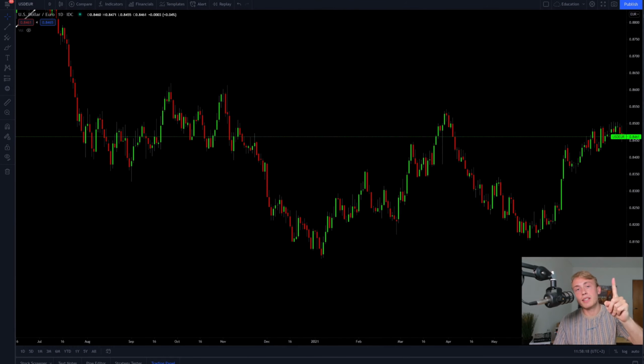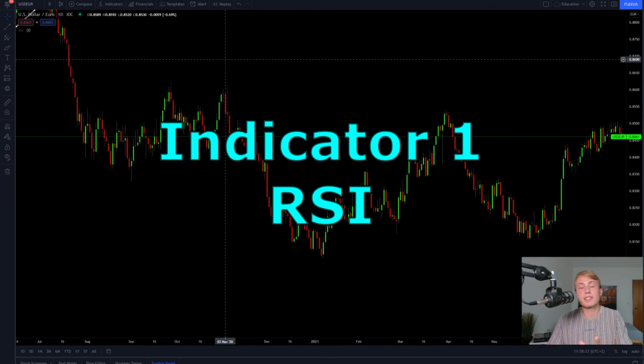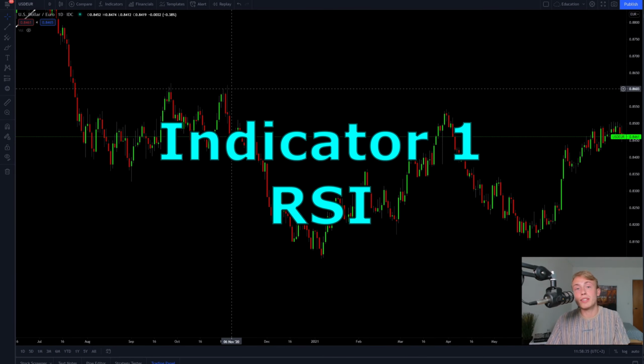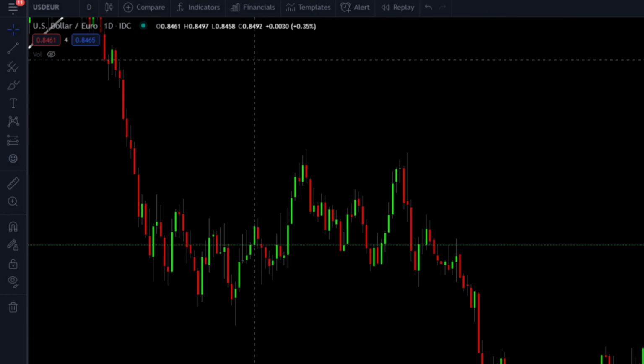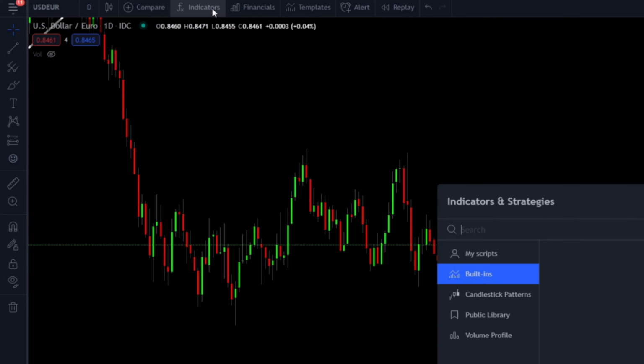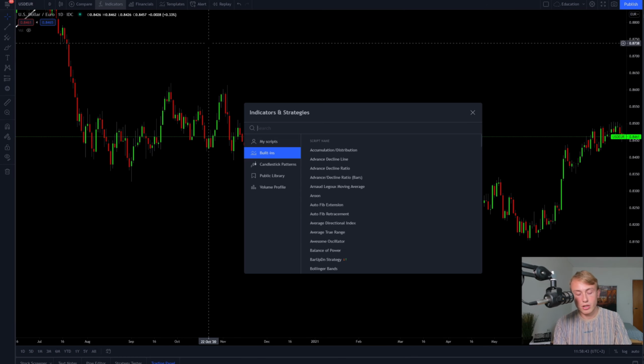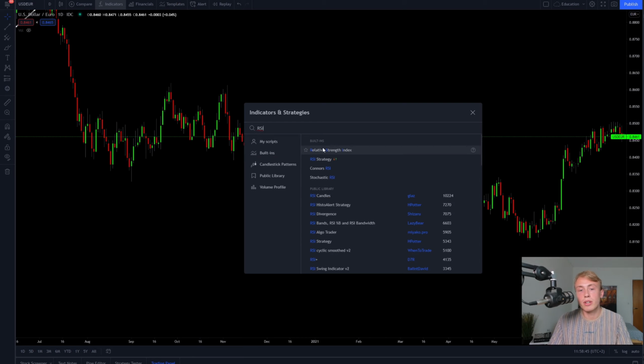Alright, so indicator number 1, the relative strength index. So let's take a look at the relative strength index, or the RSI. To open the RSI in TradingView, you go up to the left corner where it says indicators, and you type RSI in the search bar, and the first thing that pops up is the relative strength index.